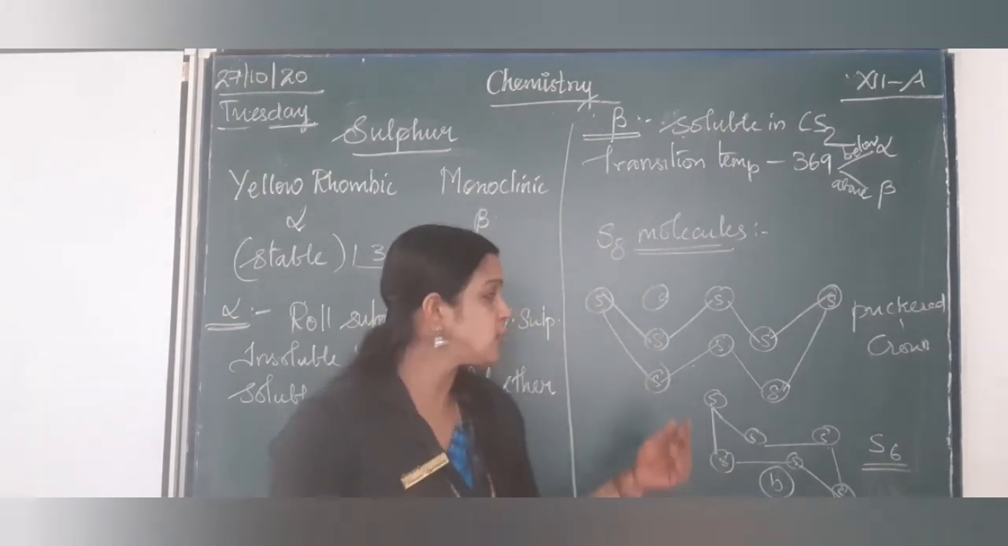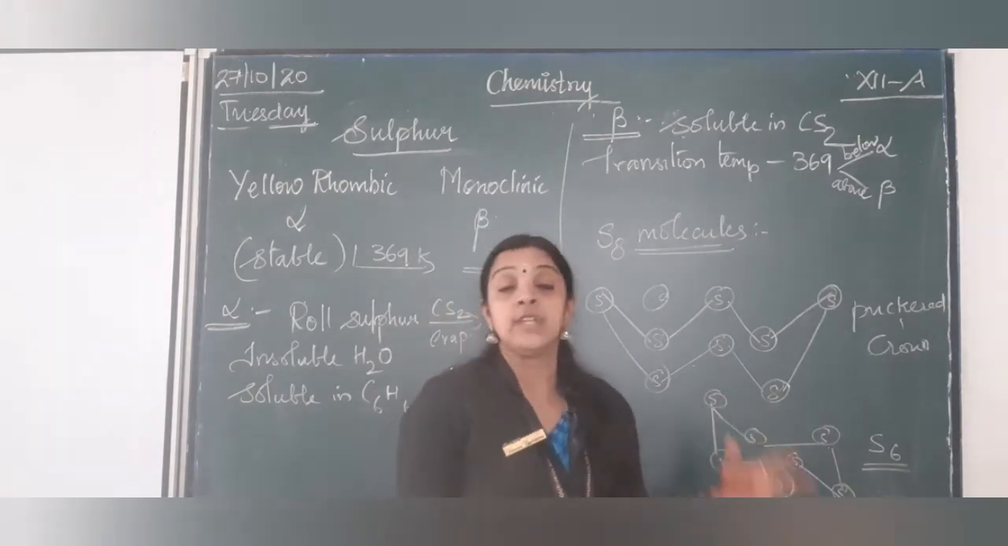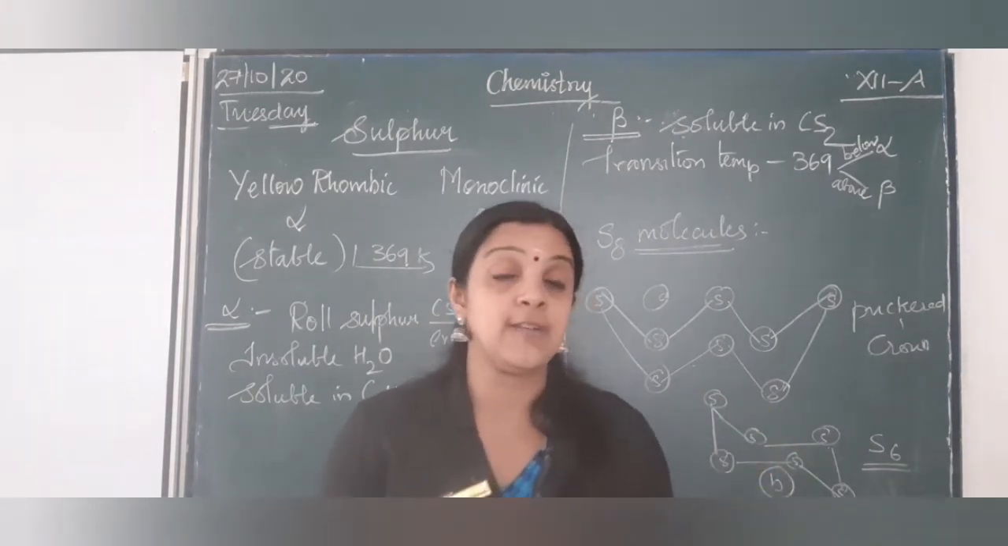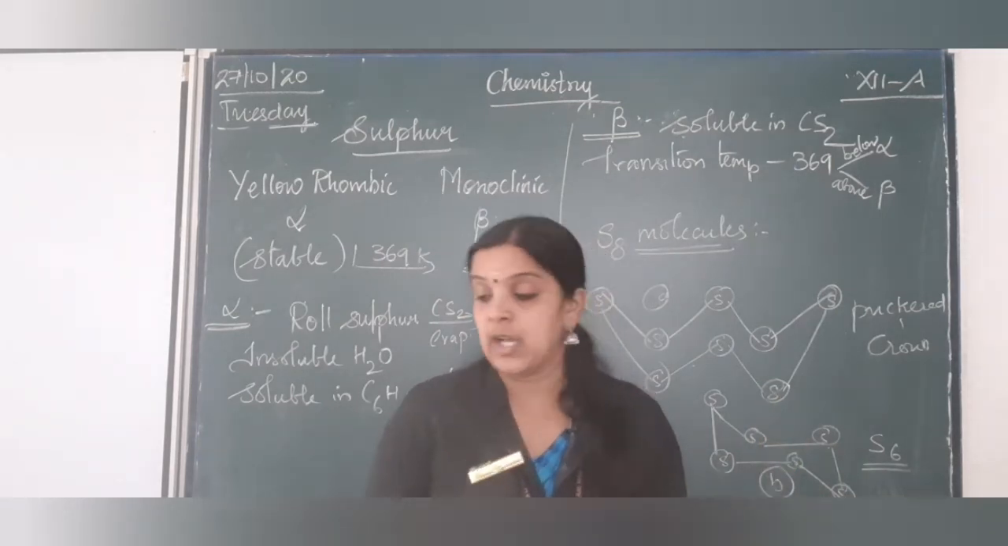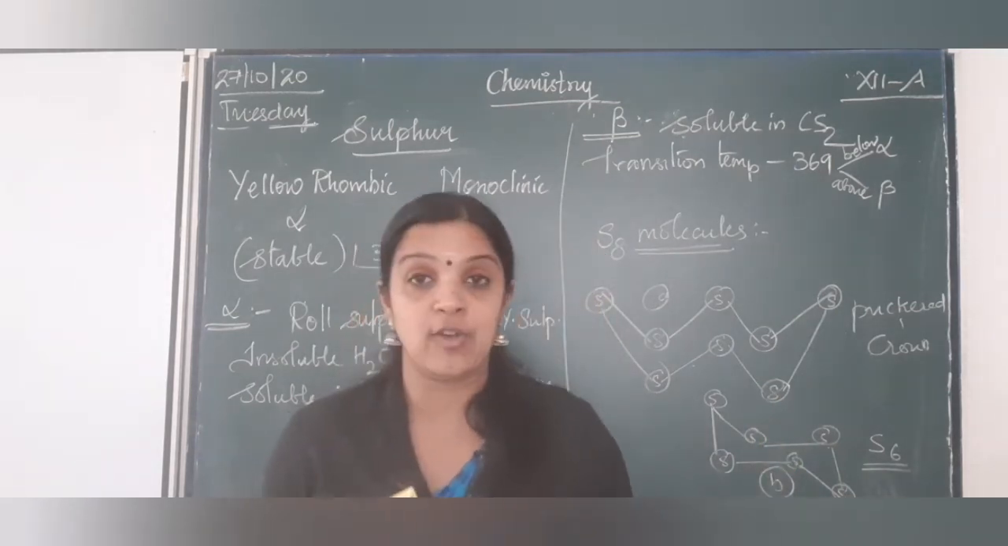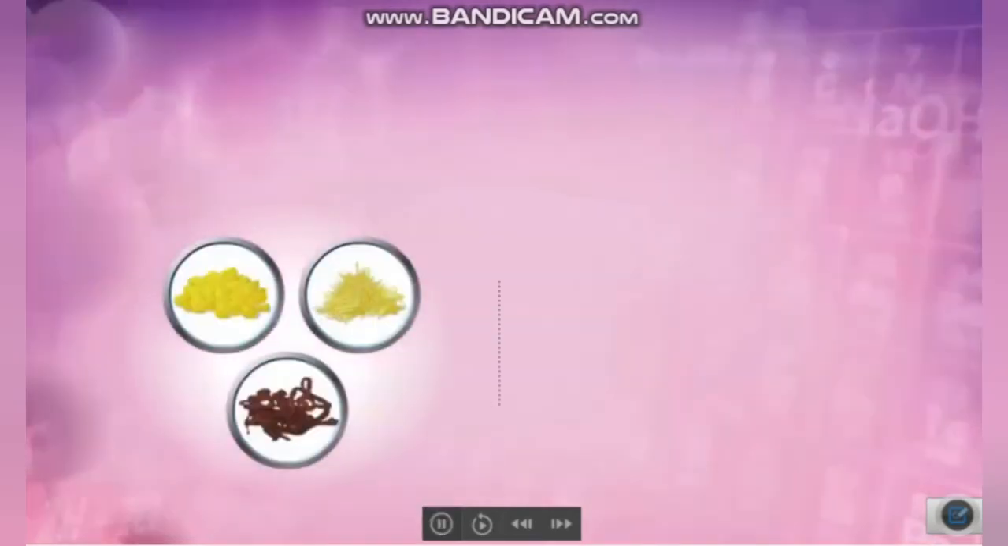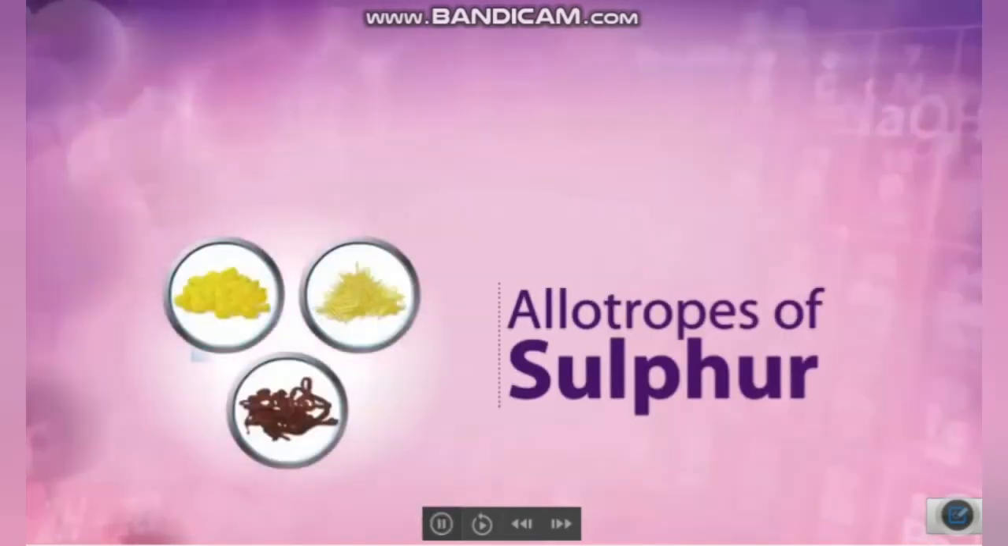They may just ask you to draw the two forms of allotropes of sulfur, so you may just learn the two forms by heart. Now we will learn about sulfur dioxide. Allotropes of sulfur.